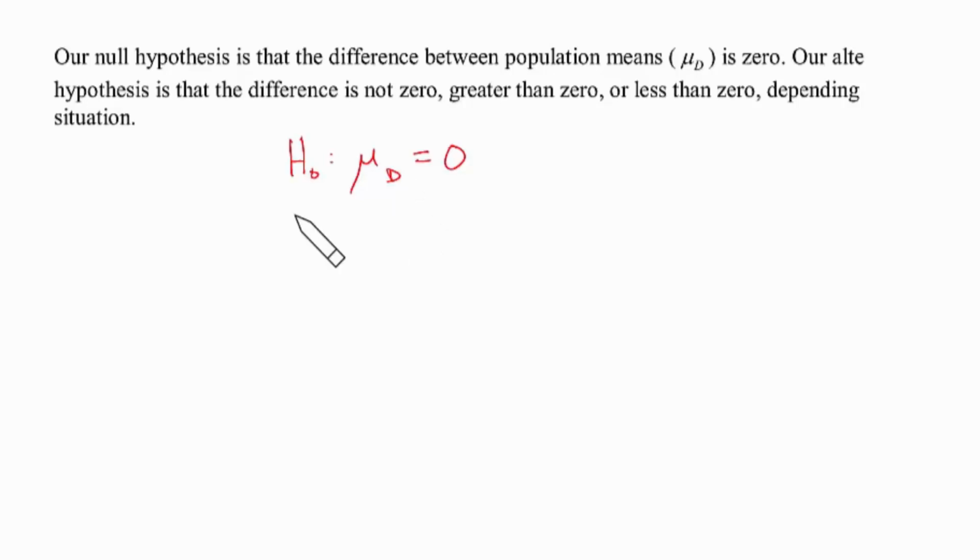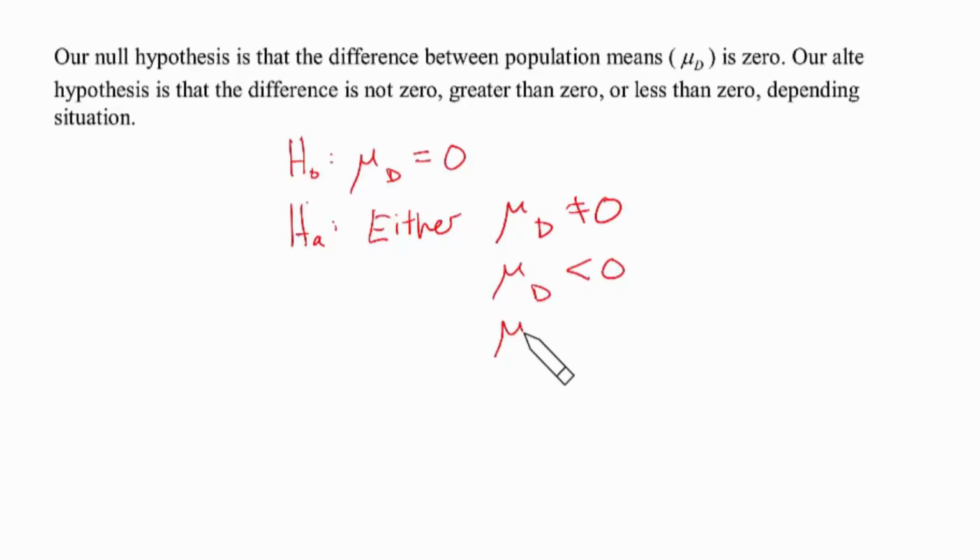And then our alternative hypothesis is either going to be that the mean difference is not 0, or that the mean difference is negative or positive, depending on the situation. And we'll do examples in the exercises of each of these.